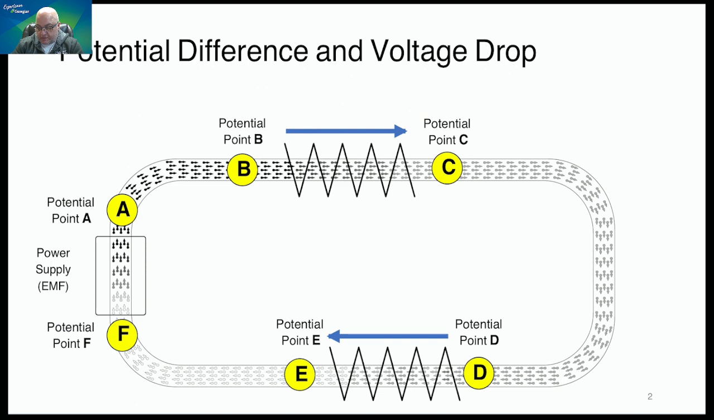The electrons, when leaving the power supply, have the highest electromotive force applied to them. They have a higher potential. So point A here is the highest potential point in this circuit. The electrons are going to go from point A to point B, and they are going to see no resistance in their flow. There is nothing pushing back in their way.